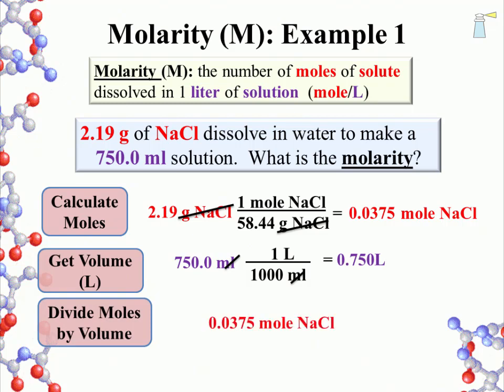0.0375 moles of NaCl divided by 0.750 liters of solution. The molarity of NaCl is 0.0500 molar. A check of sig figs in the problem verifies that having 3 sig figs in the molarity is correct. That's the process.